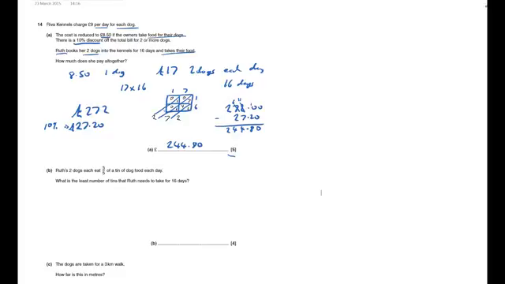Right. Ruth's 2 dogs eat 3/5 of a tin each day. Each eat that. What's the least number of tins? Well, 1 dog eats 3/5, so 2 dogs will be 6/5. And for 16 days, so I'm going to do 6/5 times 16. So how many fifths have I got altogether? I've got 16 lots of 6/5, so that'll be 6 times 16, 96. That's 96 fifths. And how much is that?